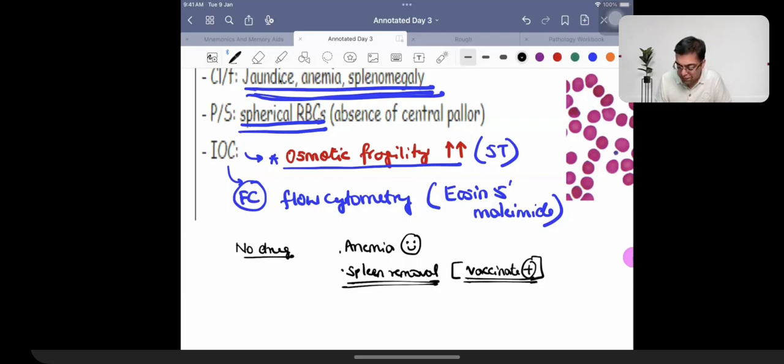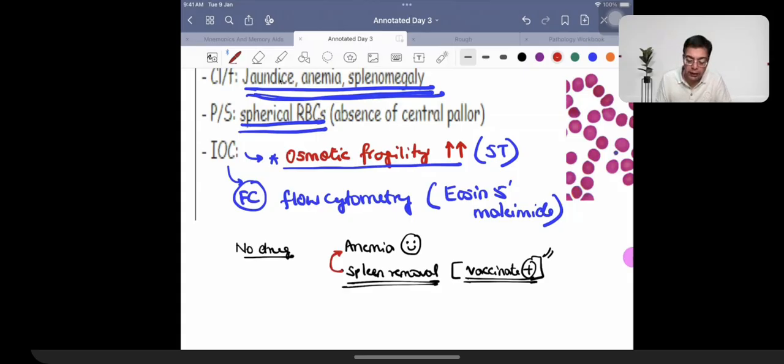Hib vaccine, pneumococcal vaccine, the vaccines for capsulated organisms should be given to the patient. Hib vaccine for H influenza, and for streptococcal and pneumococcal infection, Strep pneumoniae, the pneumococcal vaccine has to be given to the patient. Right? Once you remove the spleen of the patient, the anemia of the patient is definitely going to improve.